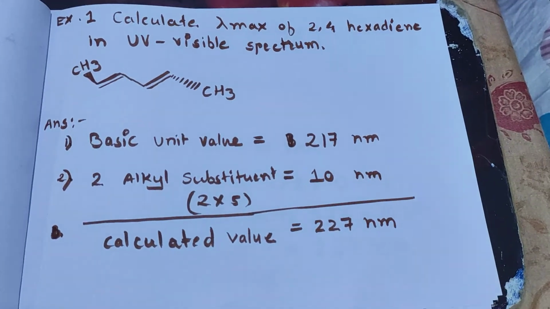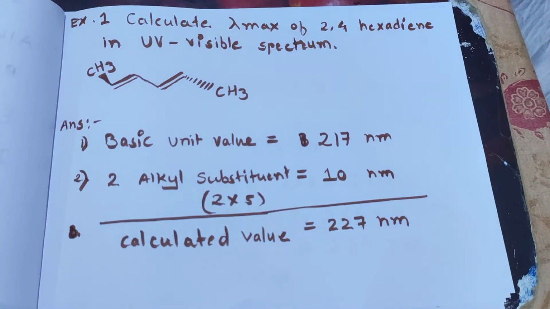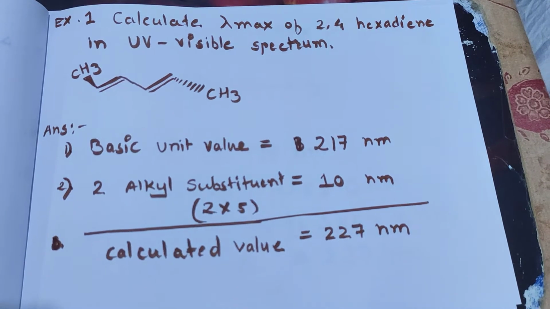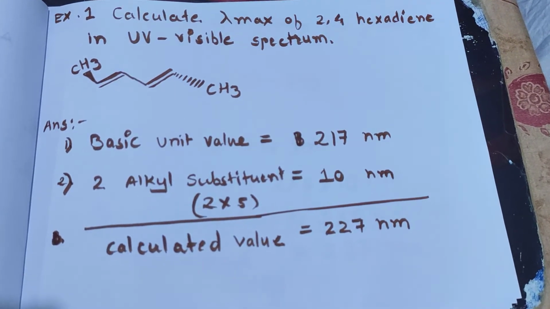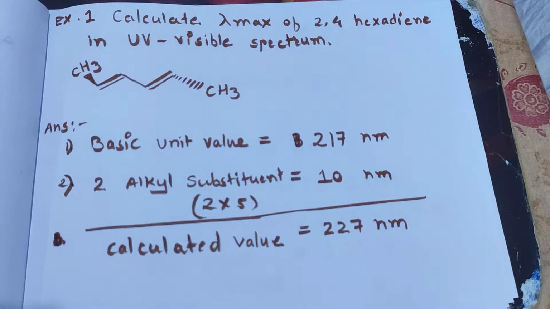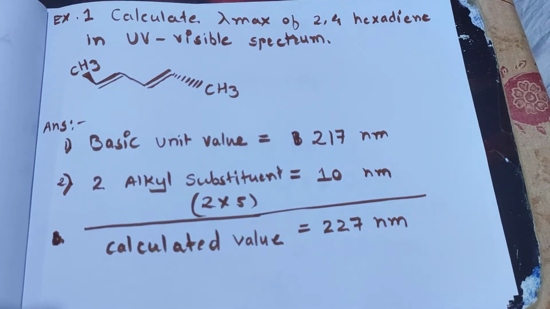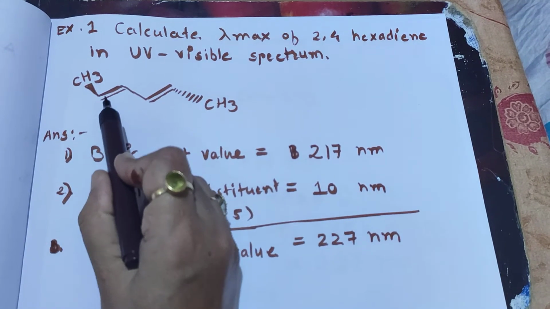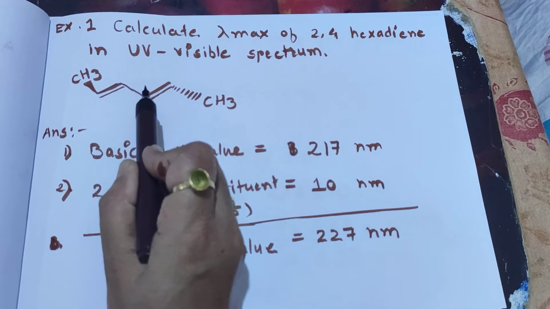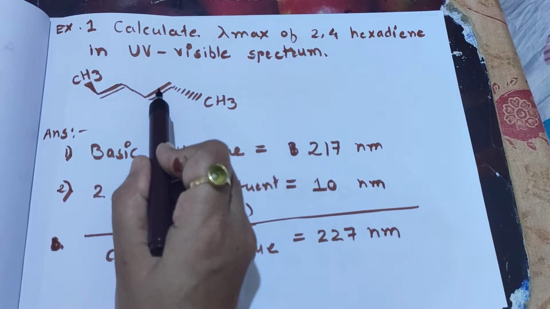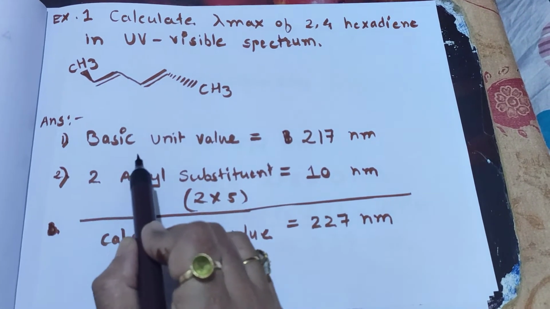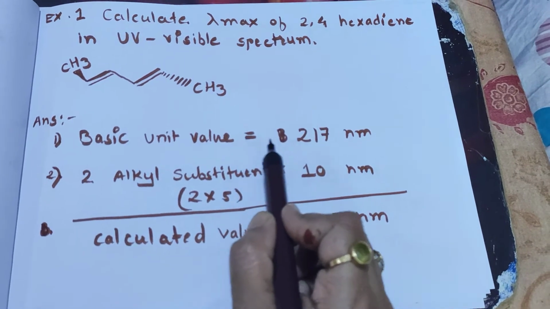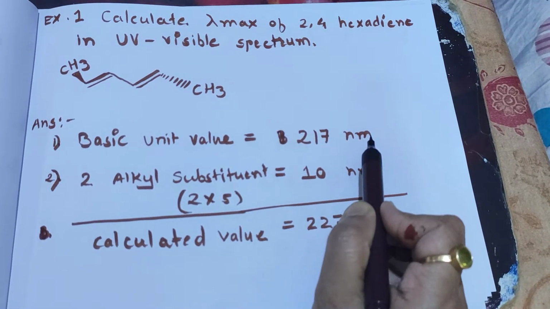We'll take one example. Calculate the lambda max of 2,4-hexadiene in the ultraviolet-visible spectrum. Here we can observe this is 2,4-hexadiene, which is a simple open chain system: double bond, single bond, and double bond. So the basic value is that of the acyclic system, which is 217 nanometer.